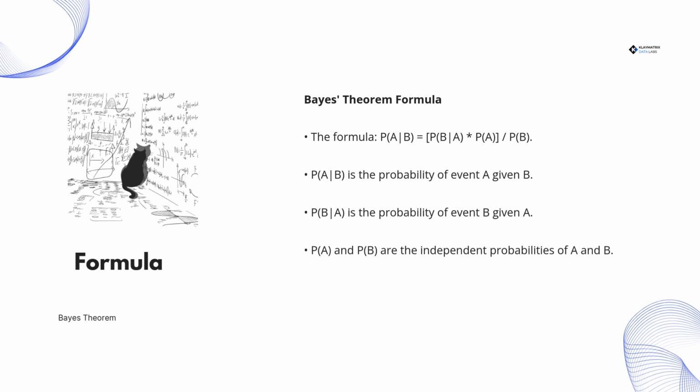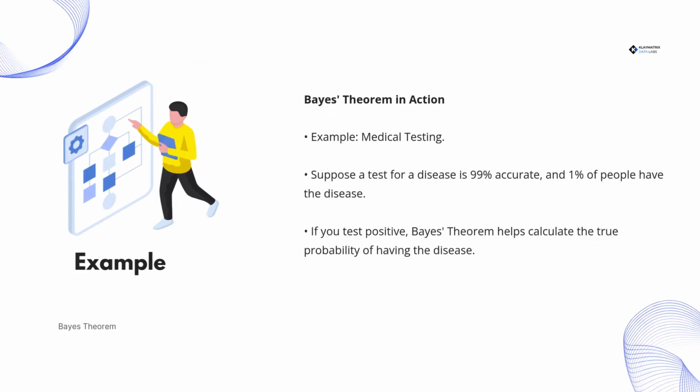Let's see Bayes' theorem in action. Imagine a medical test that's 99% accurate and only 1% of people have the disease. If you test positive, does it mean you definitely have the disease? Bayes' theorem helps us get the real probability.